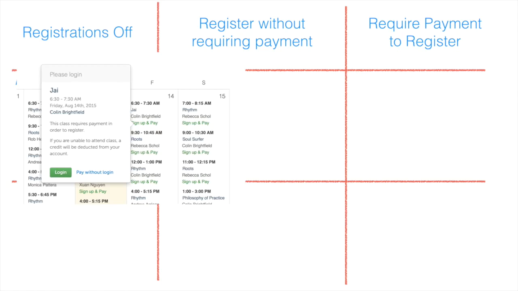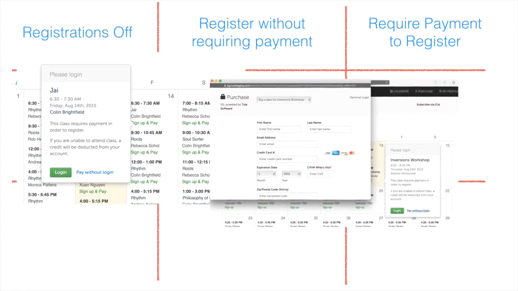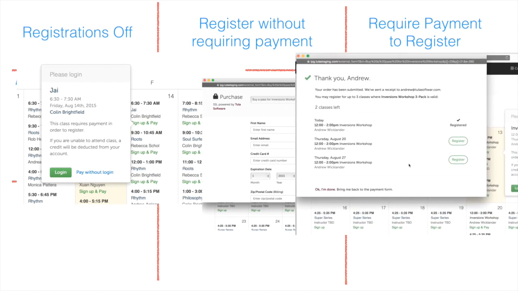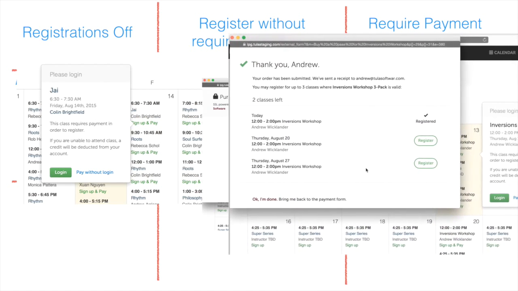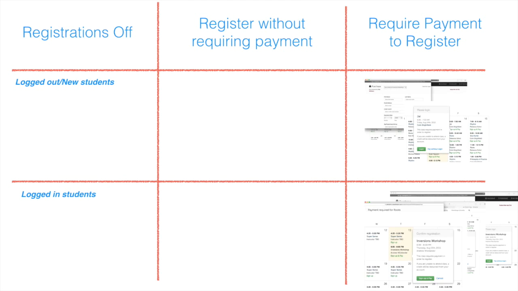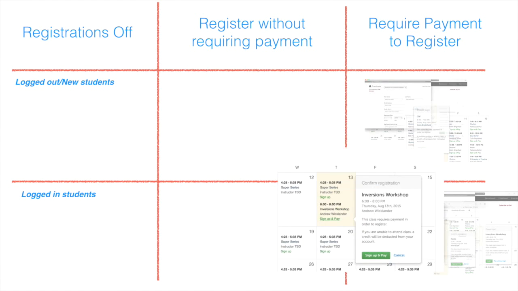By clicking this link, they'll be prompted with a payment form while remaining on your website. They will be presented with the pass options that they can purchase, and once the purchase is complete, they will be registered for the class that they registered for. And if they purchased a pass with more than one credit, they will also have the option of registering for additional classes.